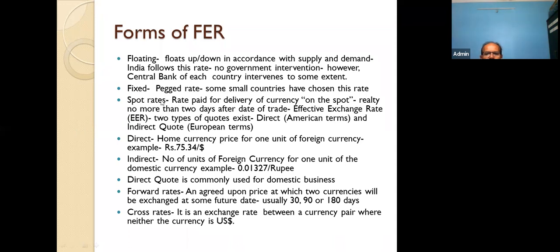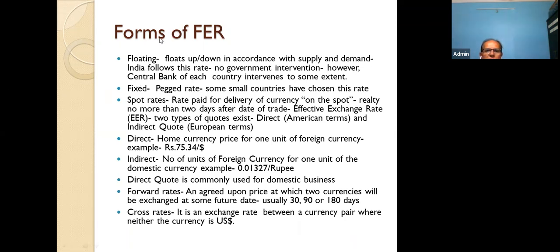But this is only for the small countries who are going for the fixed rate. A country having a huge amount of import and export will not go for a fixed rate. They will prefer a floating rate, because sometimes there will be appreciation, sometimes depreciation. So as the situation changes, the country gets benefit out of this situation.